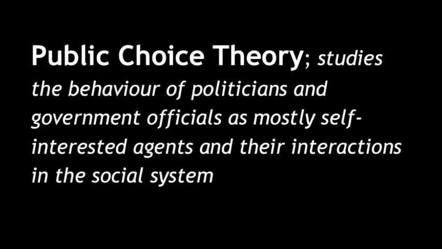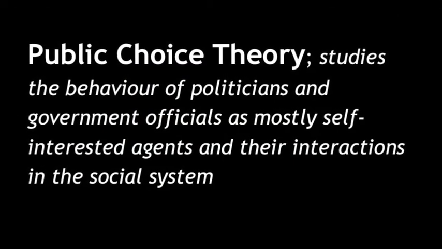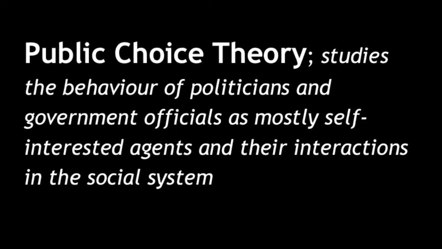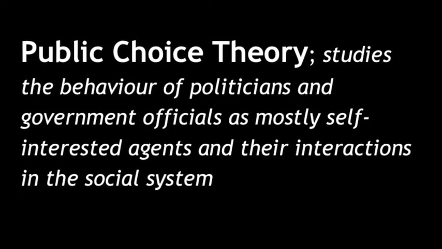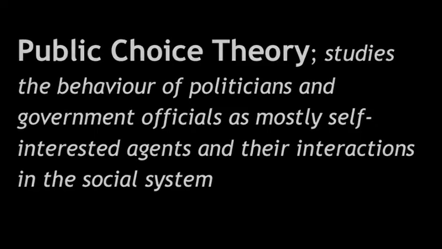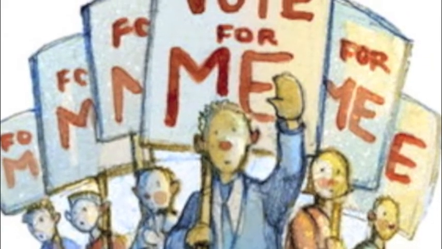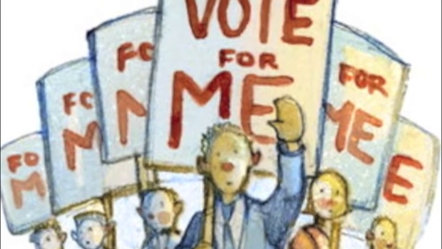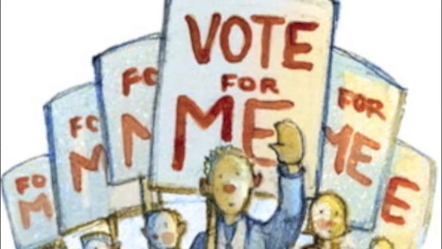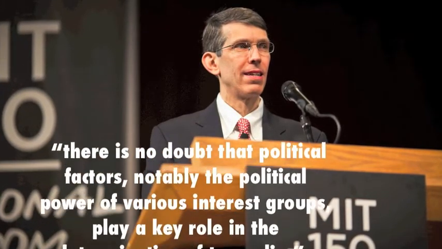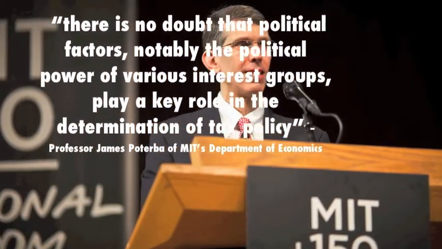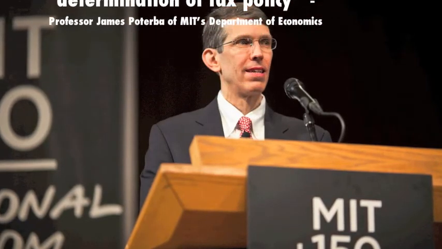Public choice theory suggests that politicians seeking mutually beneficial relationships with special interest organizations and specific groups of voters determine tax policy. This means that politicians support tax reform when the new system is likely to provide them with more votes and greater campaign contributions than the current system. Professor James Poterba of MIT's Department of Economics in Cambridge, Massachusetts says, "There is no doubt that the political factors, notably the political power of various interest groups, play a key role in the determination of tax policy."